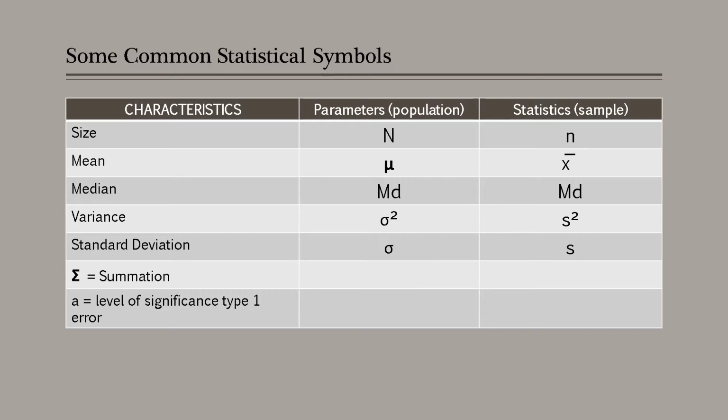Population variance uses the symbol sigma squared, and S squared for sample variance. For both population and sample median, we use mid. And for the standard deviation of a population, sigma is used, whereas S is used for the standard deviation of a sample. We also use the summation symbol and the alpha symbol to represent the level of significance, or type 1 error.